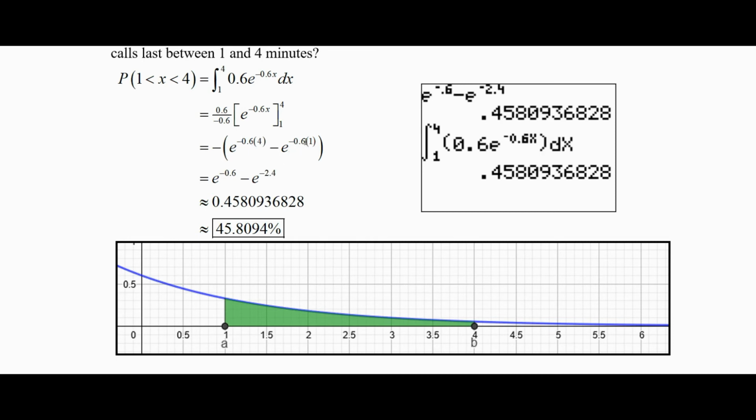So I went ahead and distributed the minus. The two minuses make the plus, so I put this term first, e to the negative 0.6 minus e to the negative 2.4. That's approximately, to lots of decimal places, or in percentages, about 45.8%.